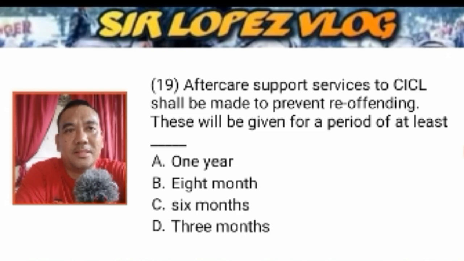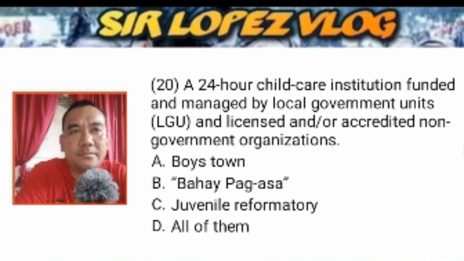Next, number 20. A 24-hour child care institution funded and managed by the local government units or LGU and licensed and or accredited non-government organizations. A. Boys Town. B. Bahay Pag-asa. C. Juvenile Reformatory. Or letter D, all of them.